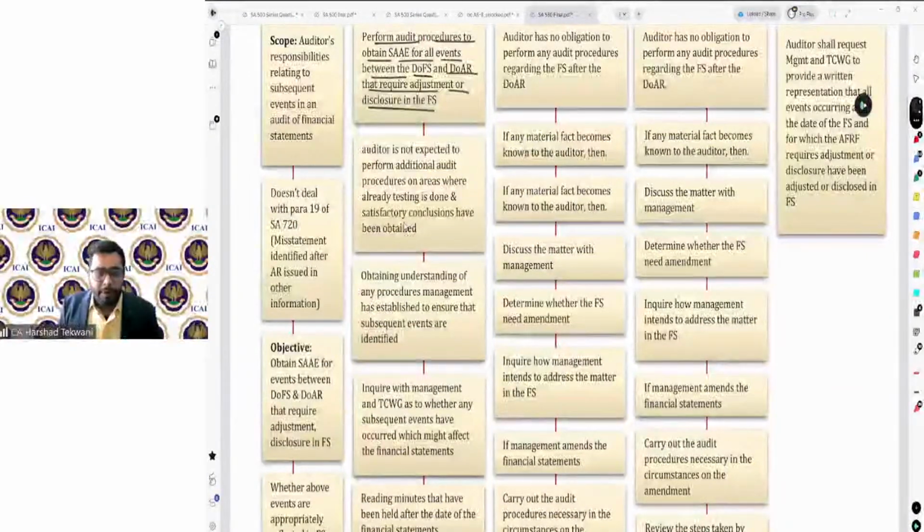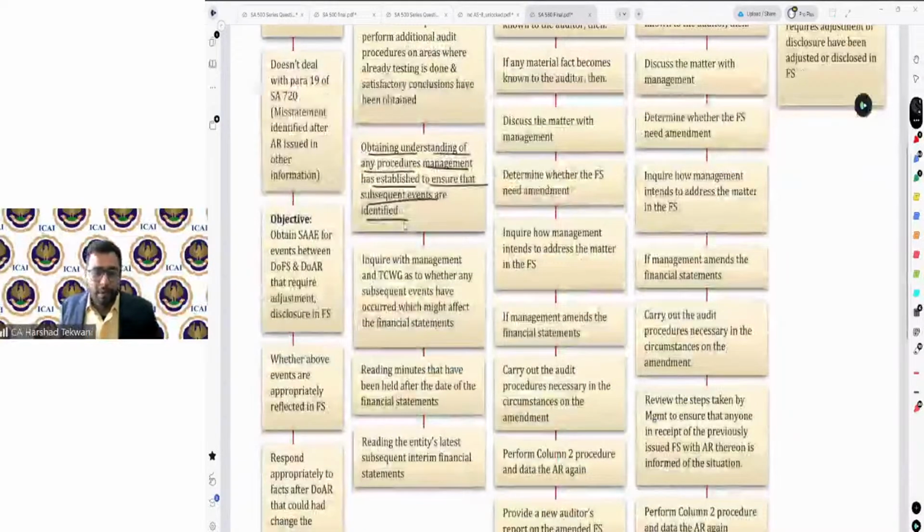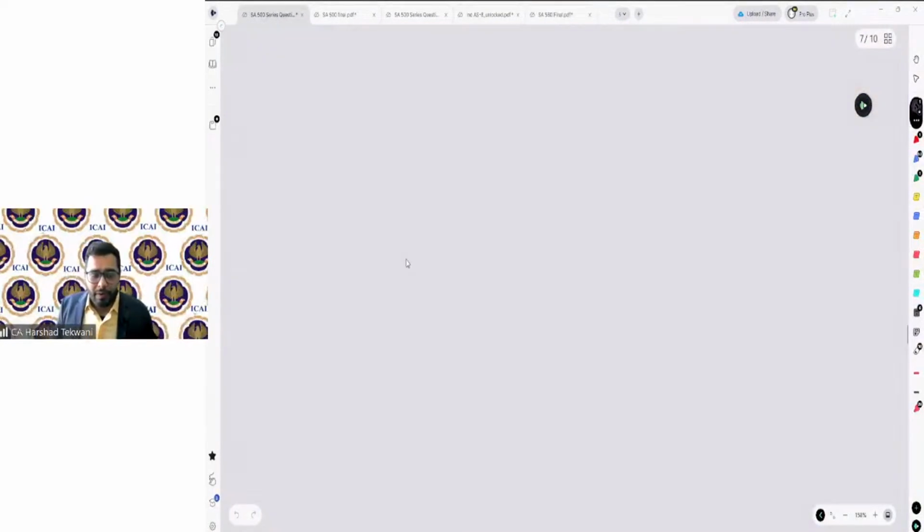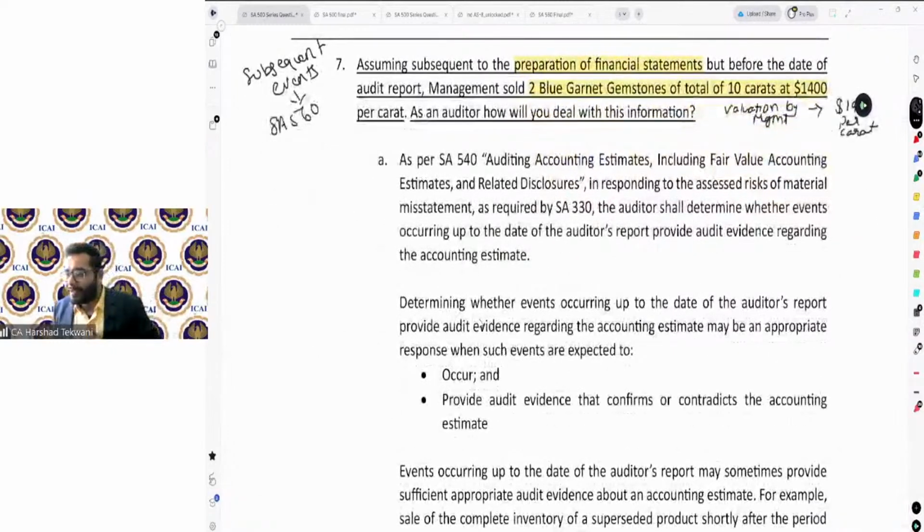Then SA 560 requires that the auditor obtain an understanding of any procedures management has established to ensure that subsequent events are identified. This includes inquiring of management and those charged with governance whether there are any subsequent events, reading minutes, and reading the entity's latest subsequent interim financial statements. So these are certain procedures which SA 560 requires. Over and above that, SA 540 also requires certain things.